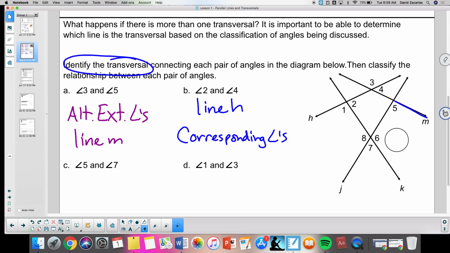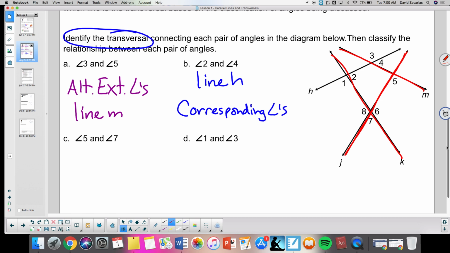All right, 5 and 7. And we just keep doing the same thing where you want to be able to figure out what lines are being discussed. So 5 is created by line J and by line M. And angle 7 is also created by line J, but also by line K. So in this case, which line is crossing the two others? That would be line J. So now what we have here is 5 and 7. Those are both on the same side as the transversal, but again, one inside, one outside. So those would be corresponding angles.